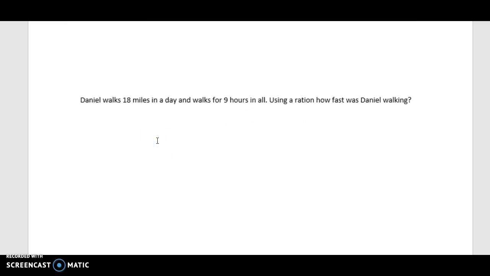It says Daniel walks 18 miles in a day and walks for 9 hours in all. Using a ratio, how fast was Daniel walking? So we know that Daniel was walking for 18 miles. And that's a lot of walking for a day, but he walks for 9 hours in all.